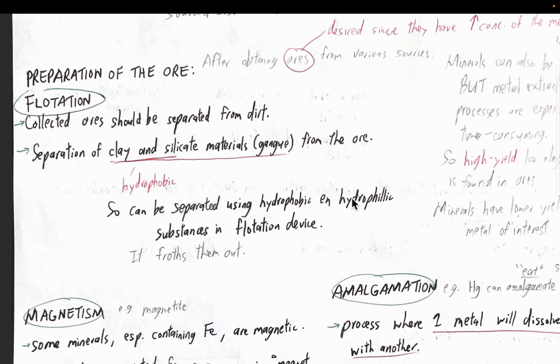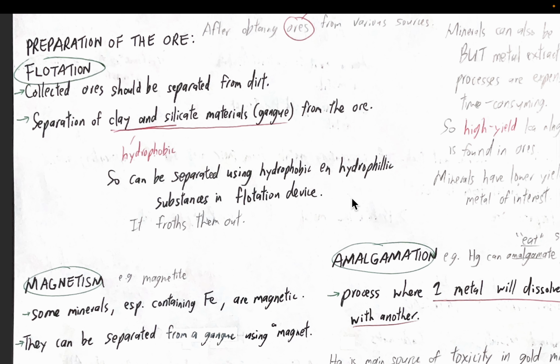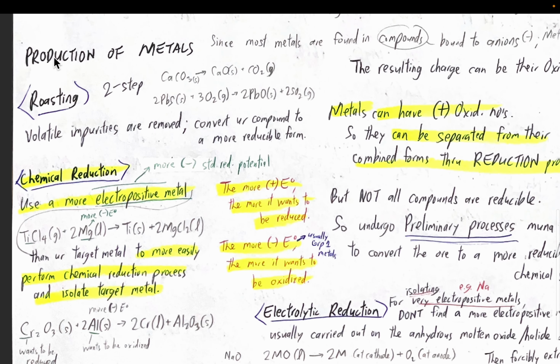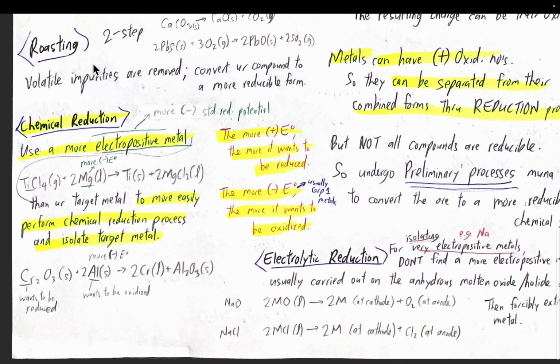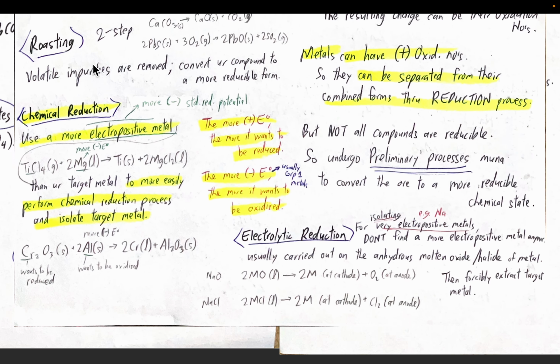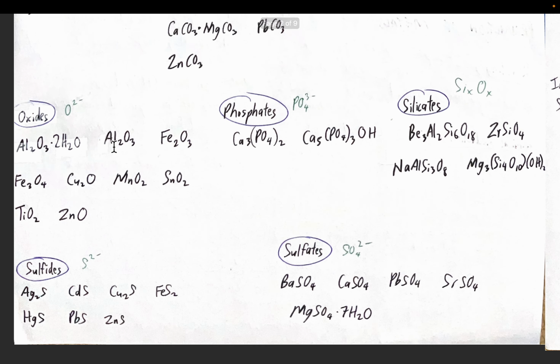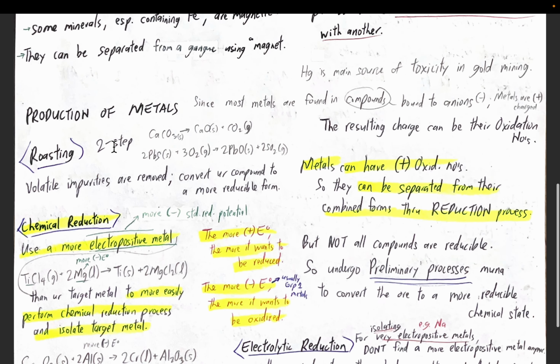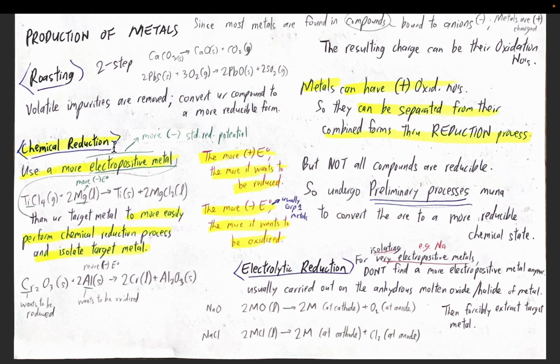So after discussing the three processes in the preparation of the ore, let's move to the next phase, which is the production of metals. So we have how many? Three in this page. Okay, so basically three in this reviewer. So we have roasting, chemical reduction, and electrolytic reduction.